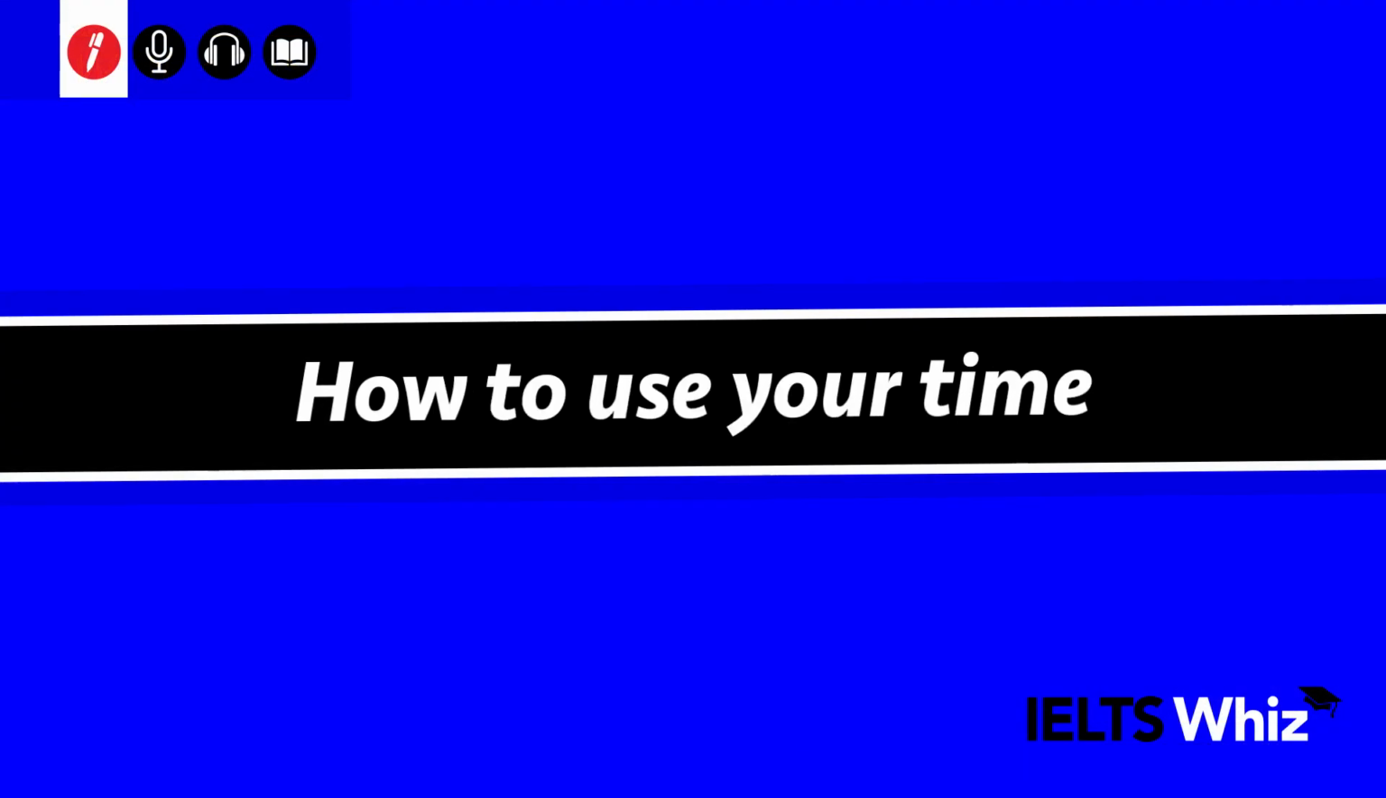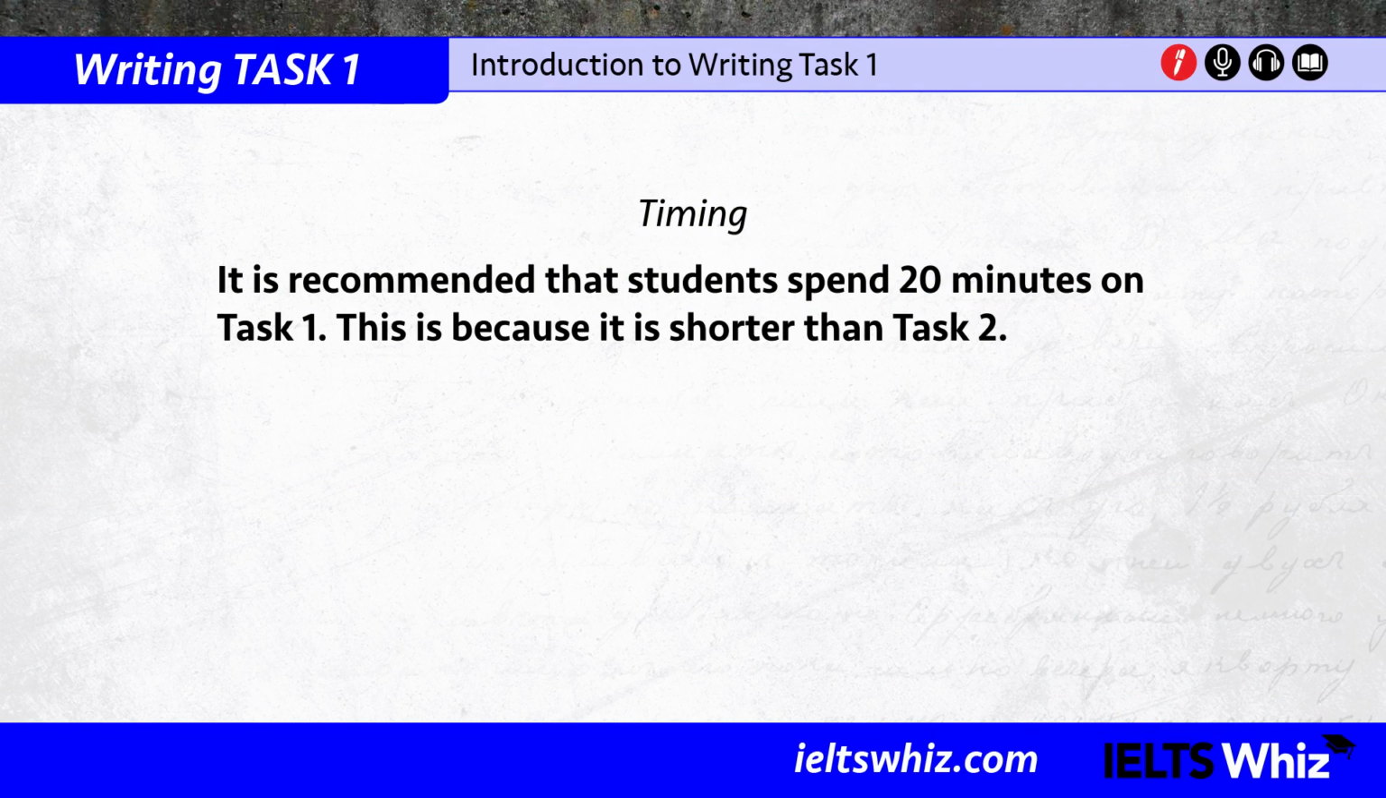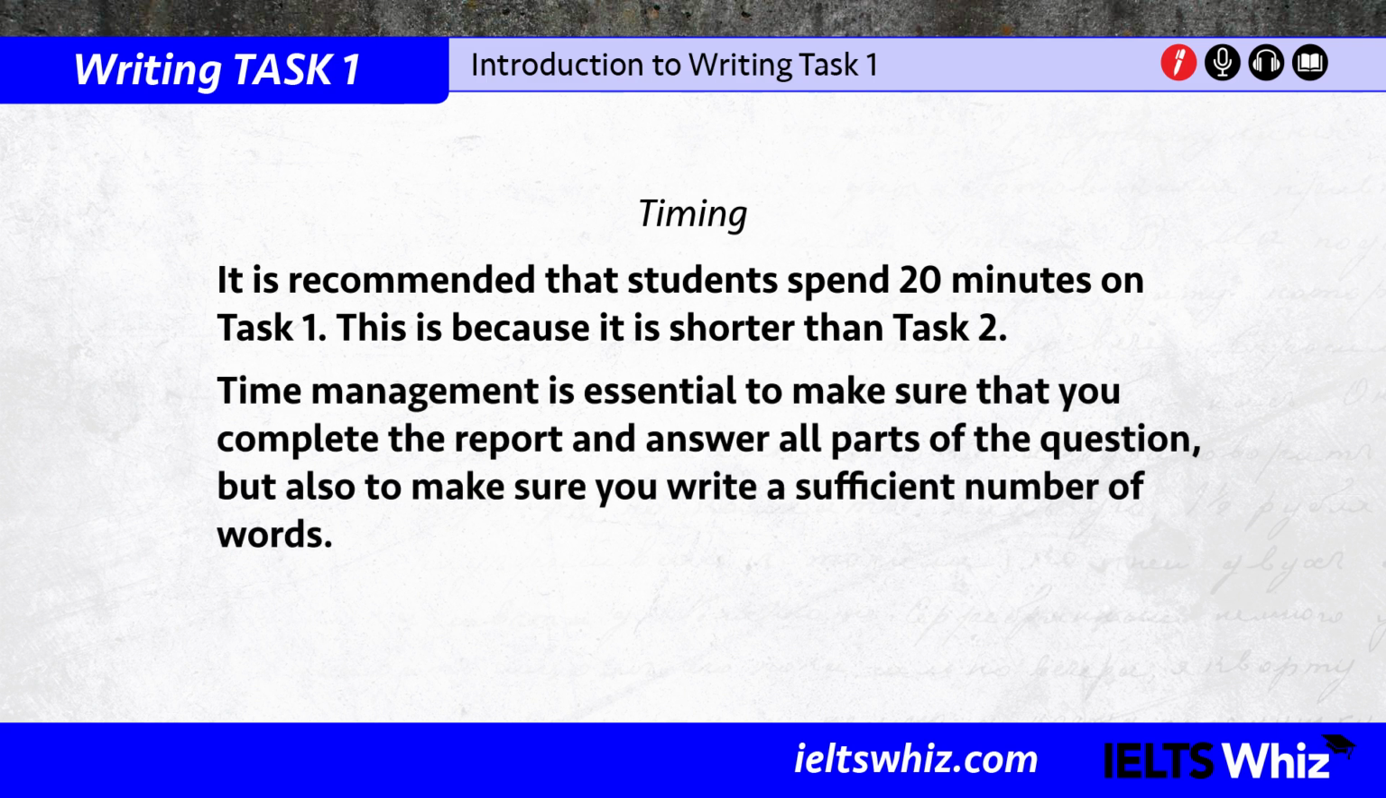Now let's have a look at timing. It's recommended that students spend 20 minutes on task 1. This is because it's shorter than task 2. Time management is essential to make sure that you complete the report and answer all parts of the question, but also to make sure you write a sufficient number of words.